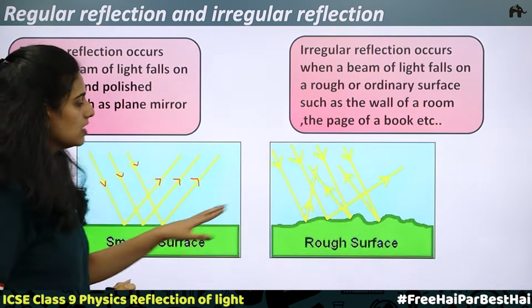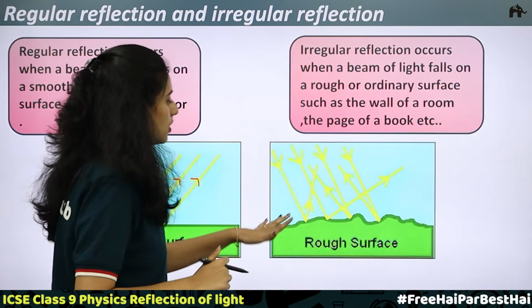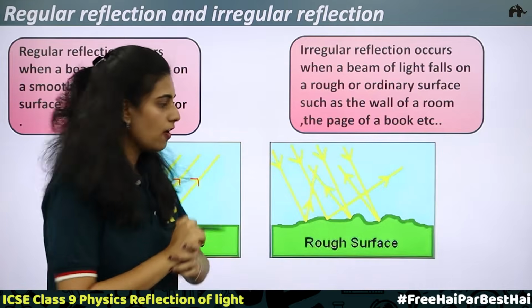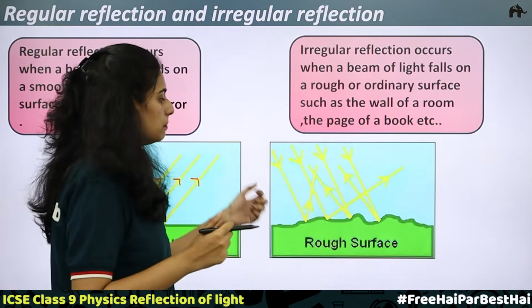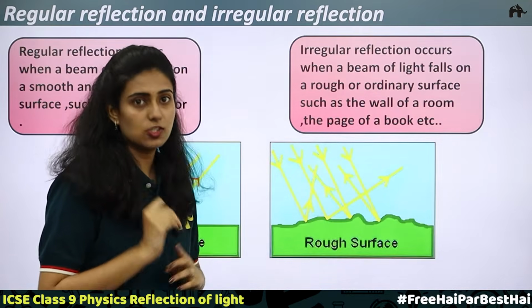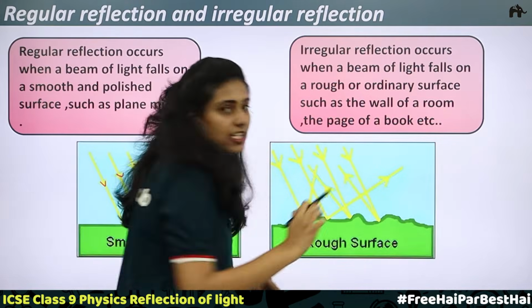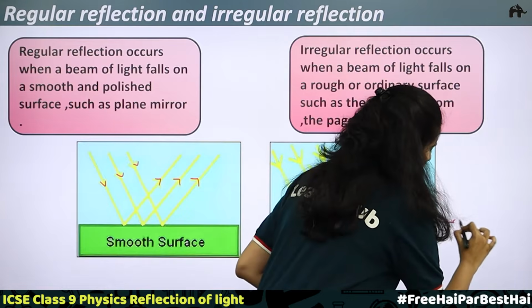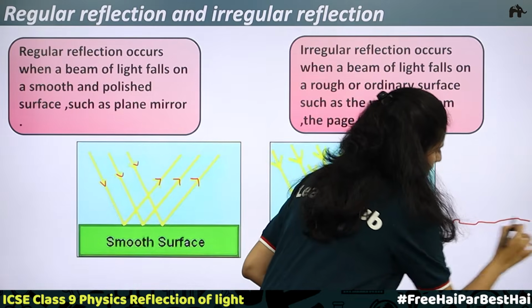Now, when you take the case of a rough surface, examples are the wall of a room, the floor, or a paper in a book. All these appear to be smooth, but they are not actually smooth. They will be uneven surfaces. For example, the surface will be in this way, some unevenness will be there.